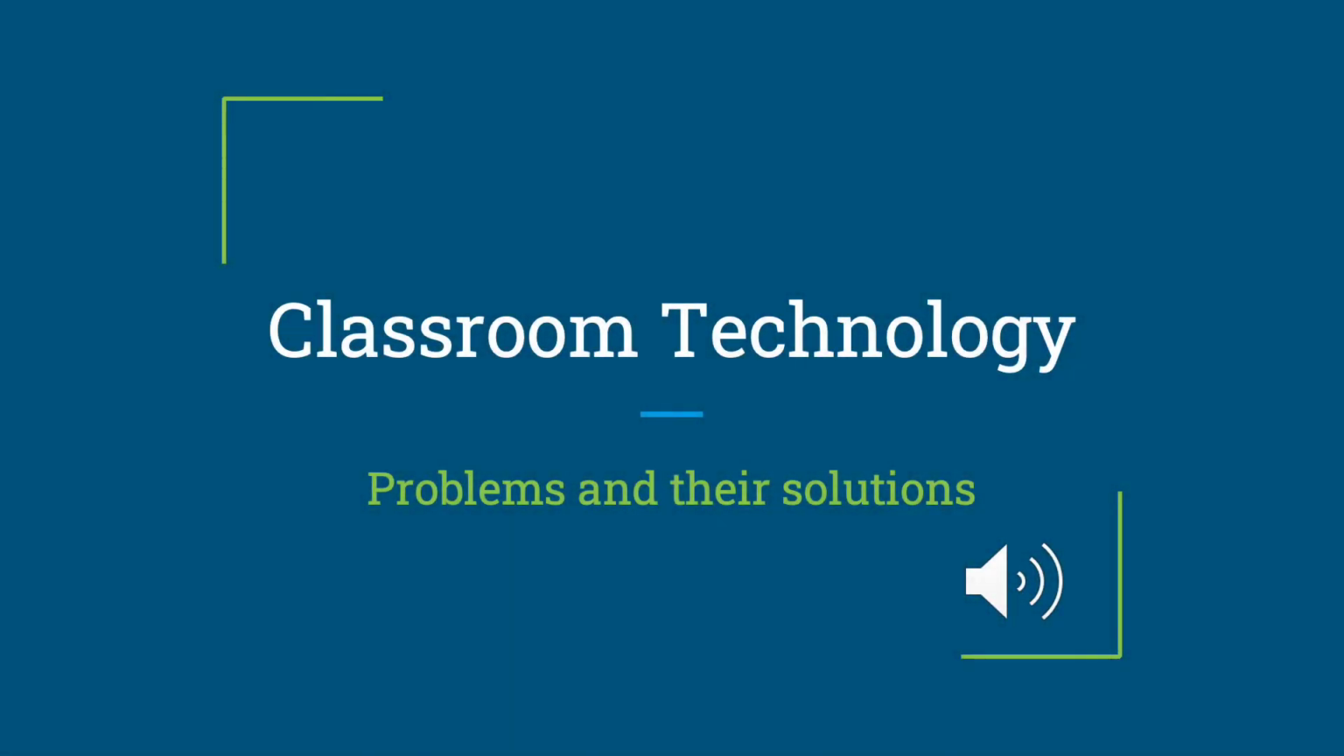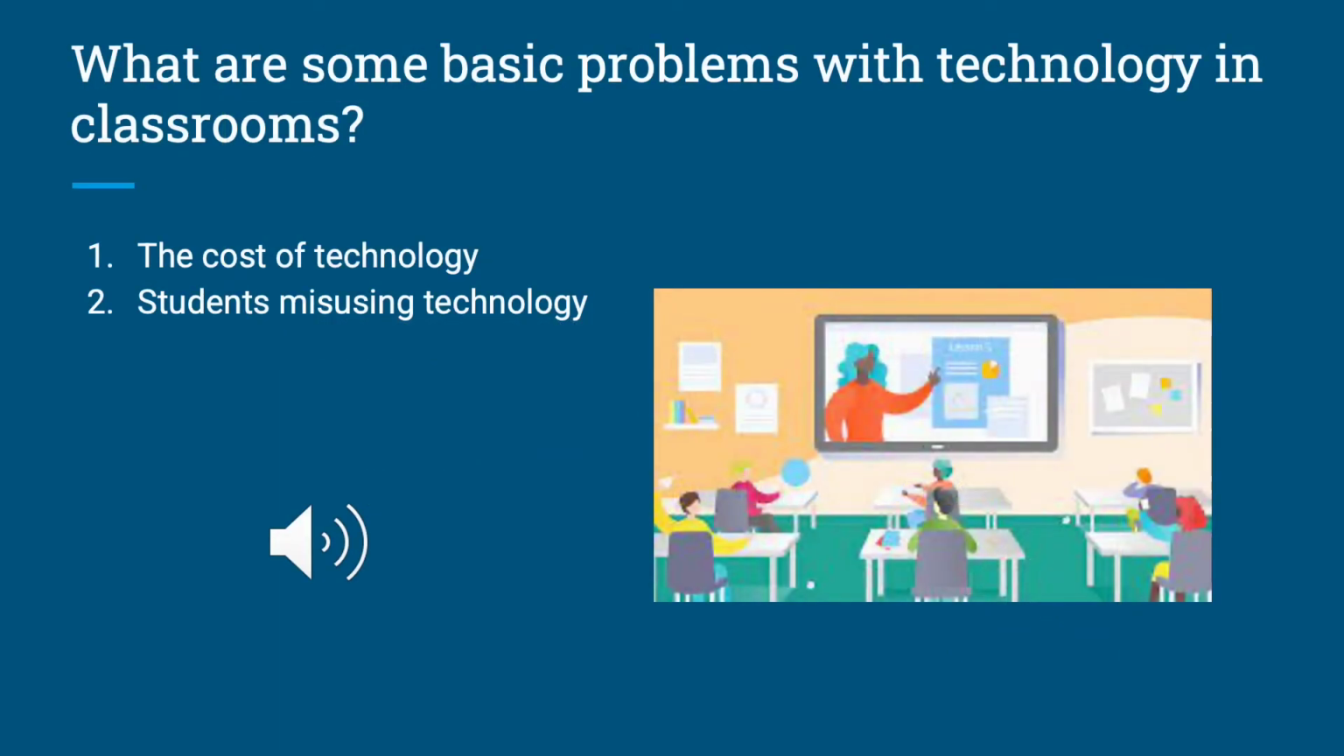In this presentation, I'm going to be going over classroom technology problems and their solutions, but I'm also going to be going over some issues that do not necessarily involve technology. So first, we're going to go over some basic problems with technology in the classroom. One of the biggest problems could be the cost of technology, which we'll go into on the next slide, and students misusing technology. This is also another big issue involving classrooms today, and students and educators as well.